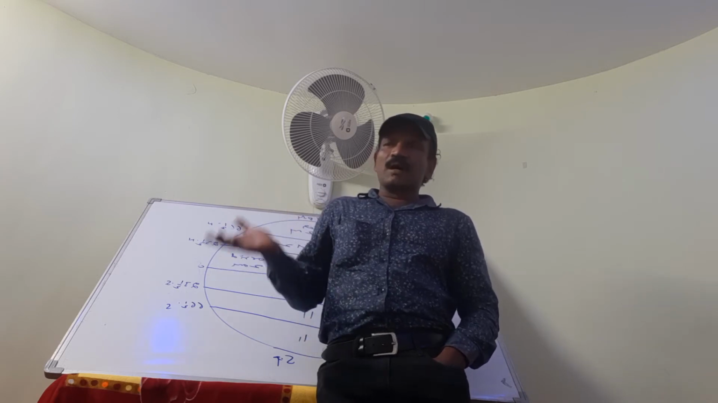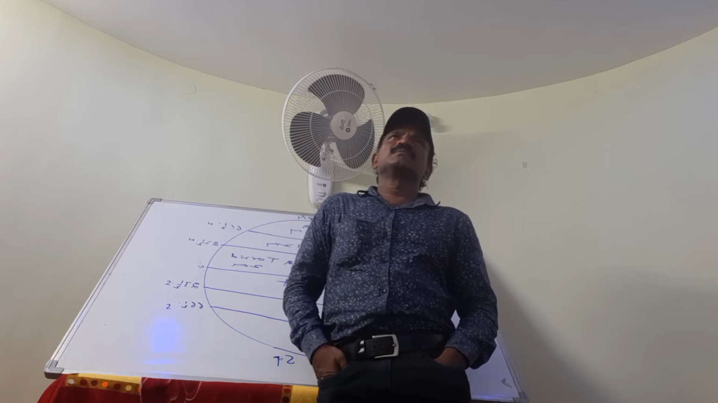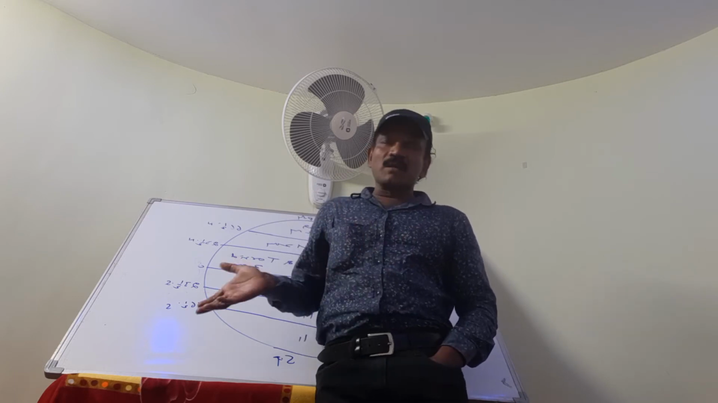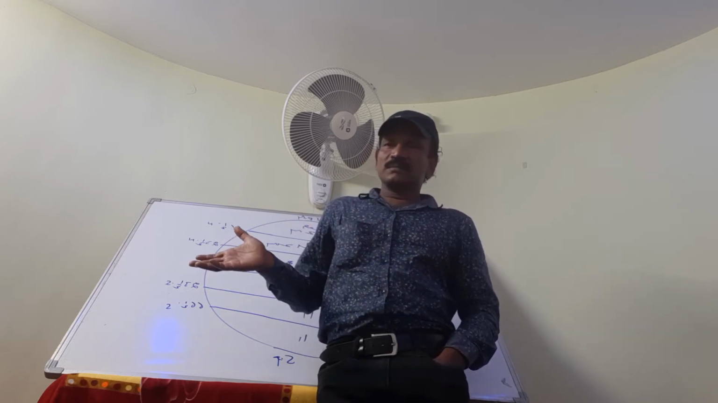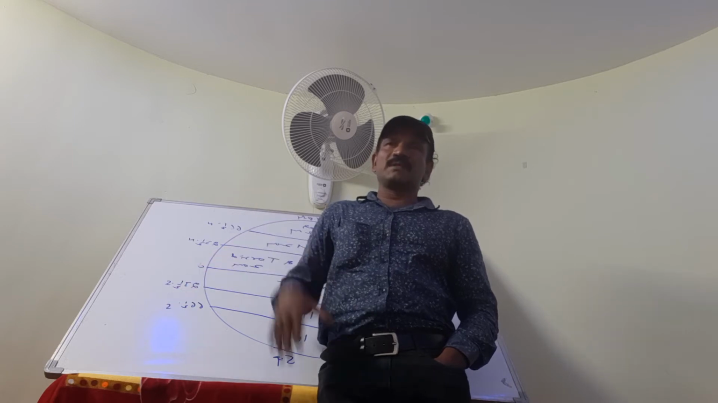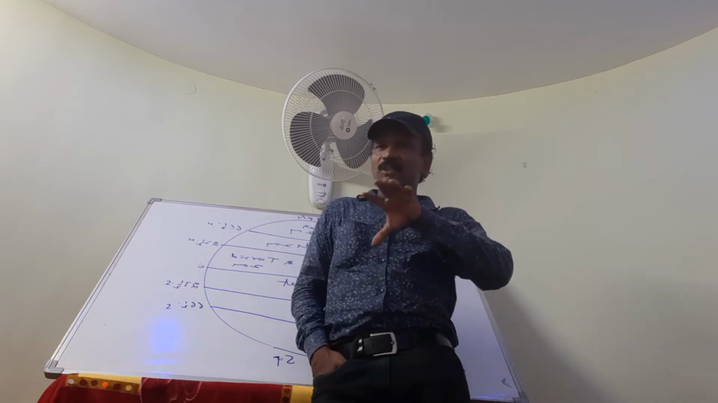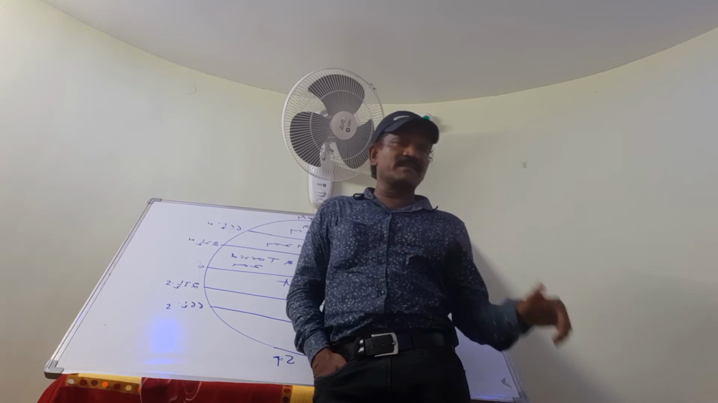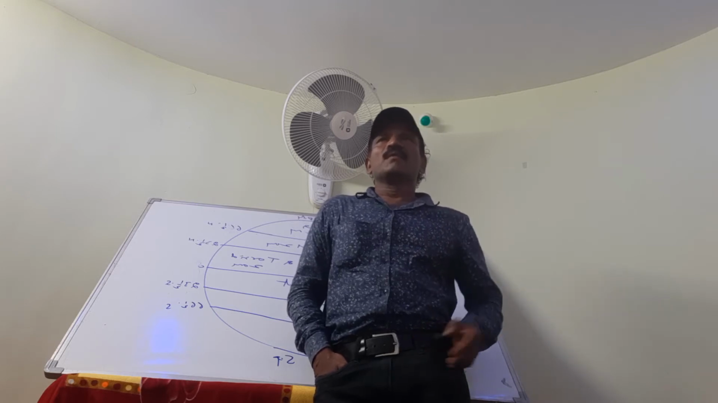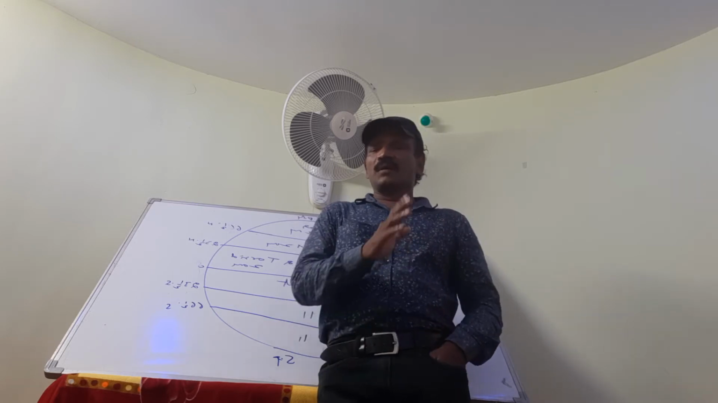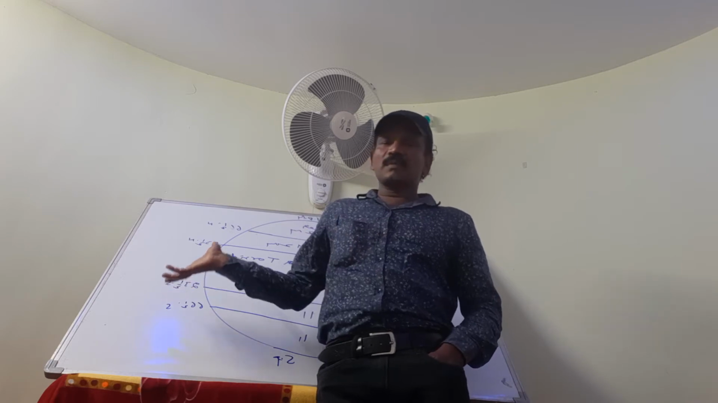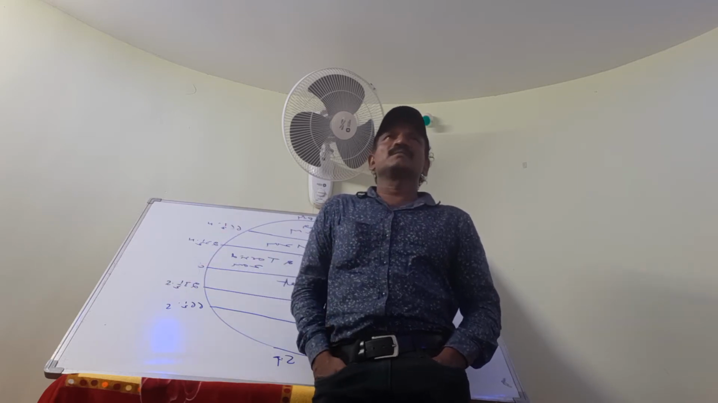When compared with the Amazon River, the direction of the Congo River is anti-clockwise. The direction of the Amazon River is clockwise, while the direction of the Congo or Zaire River is anti-clockwise.